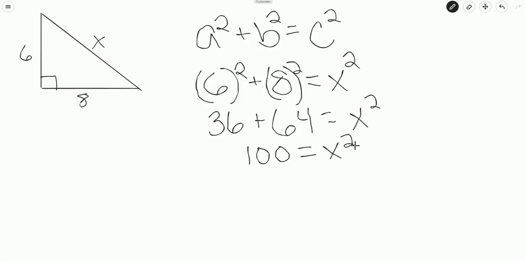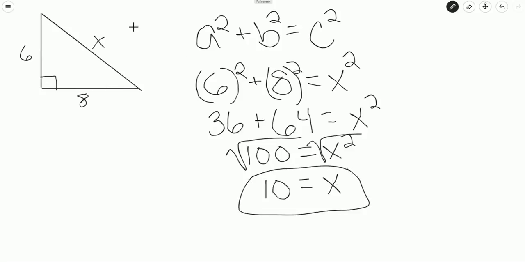Now to get rid of that x squared, what you have to do is take the square root of both sides. Remember, we're trying to undo this square, so we're doing the opposite. The opposite of a square is a square root. So let's take the square root of both sides. We get 10 on the left, and then that just goes to an x. All right, so that's our answer for this one. X equals 10. So our hypotenuse of this triangle is 10.